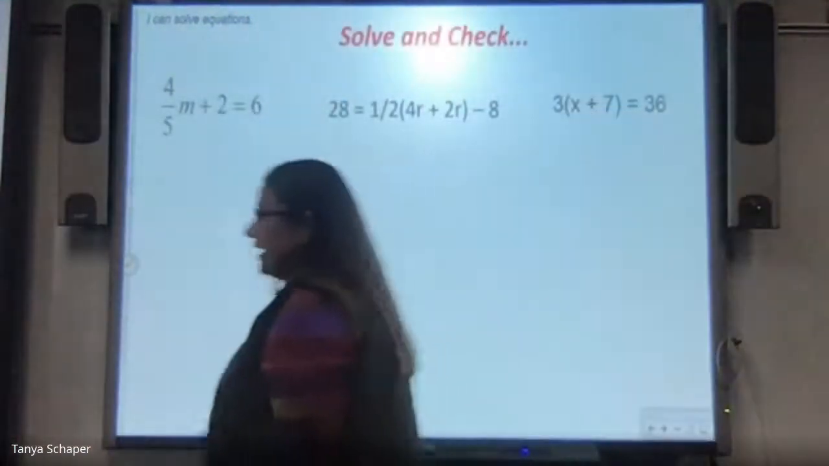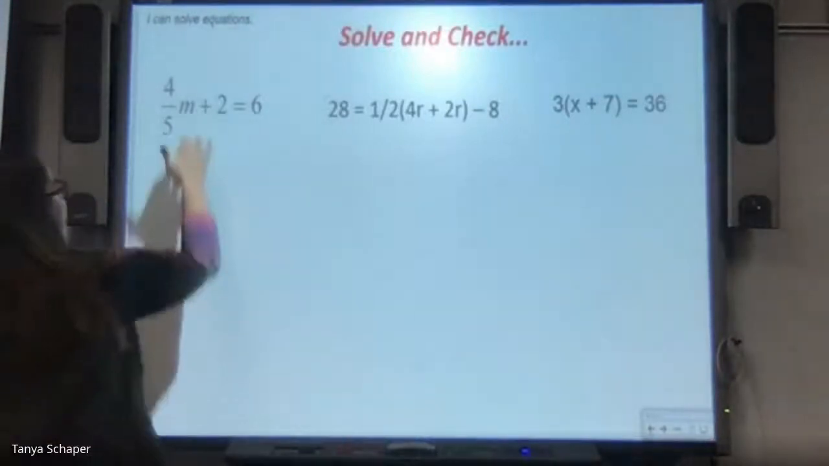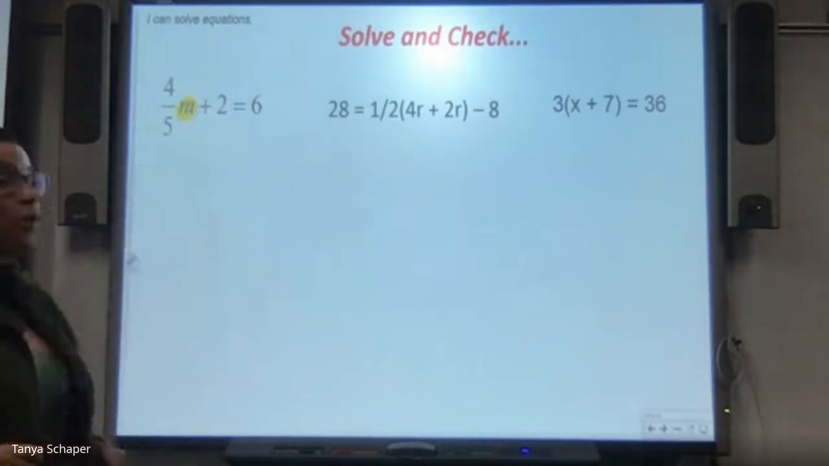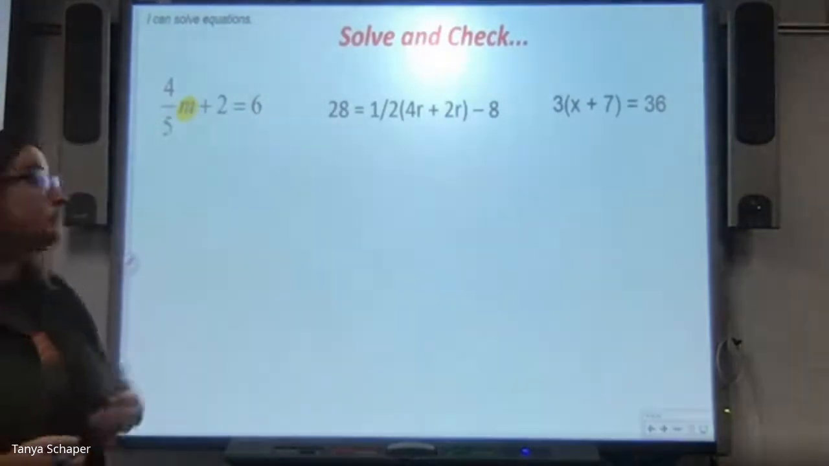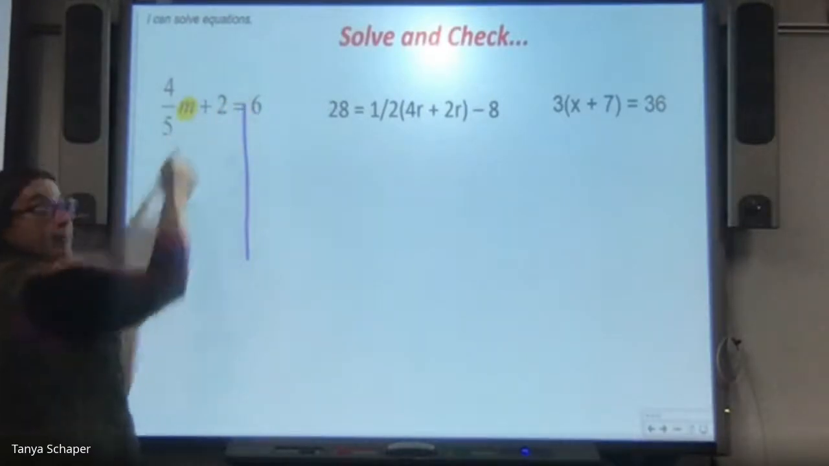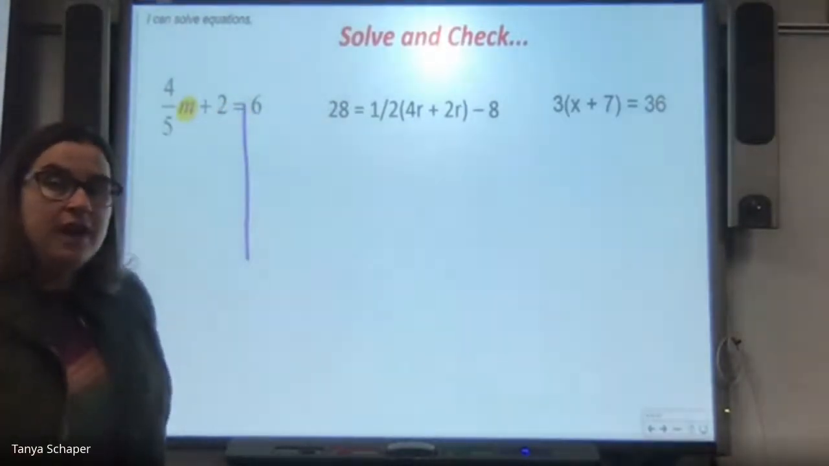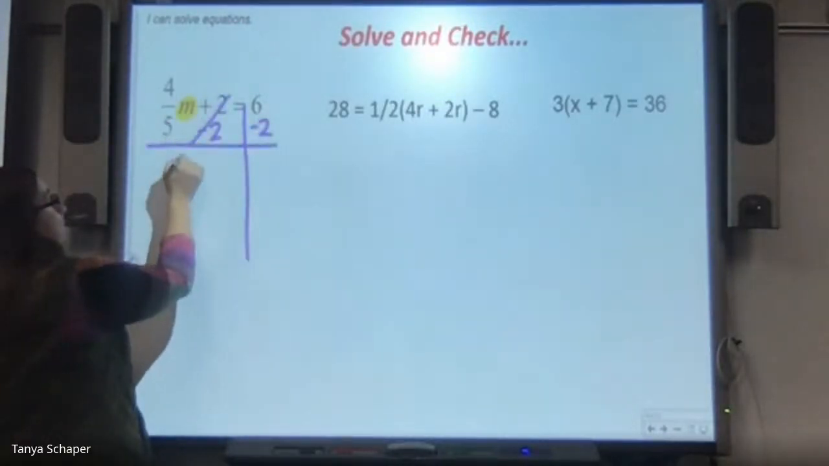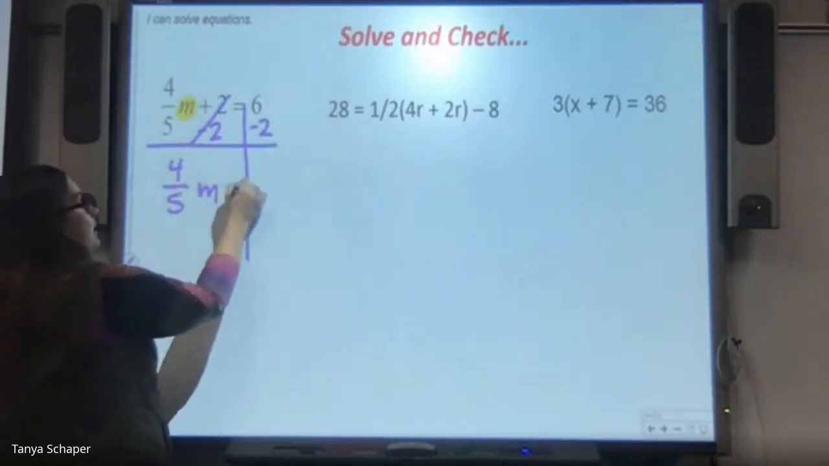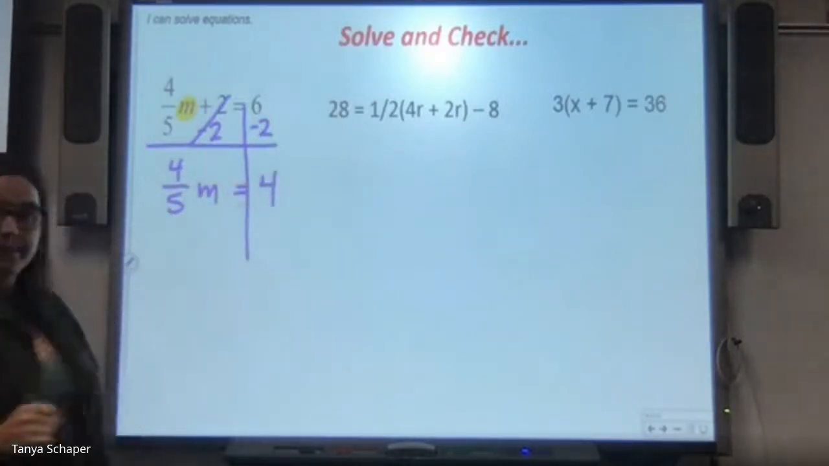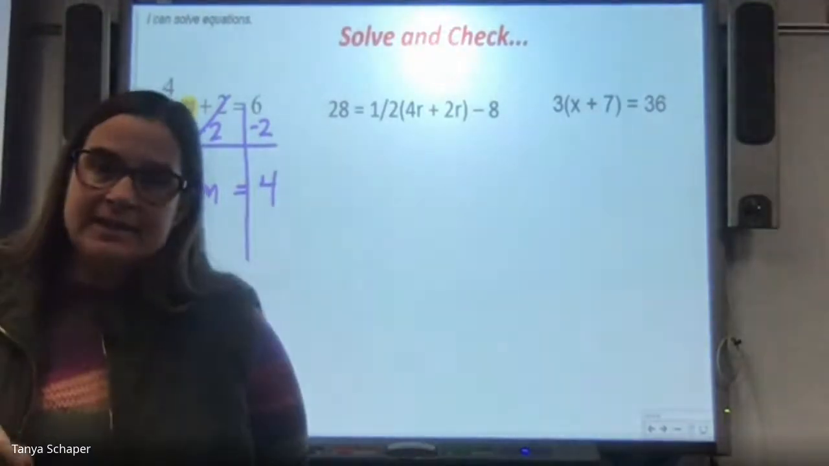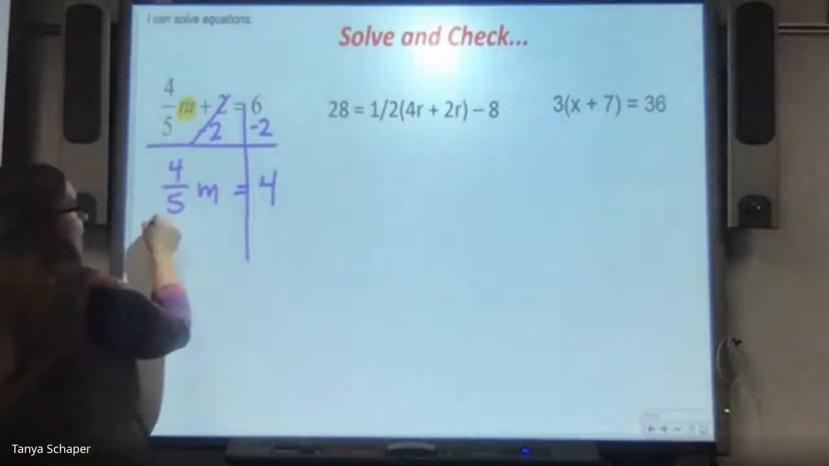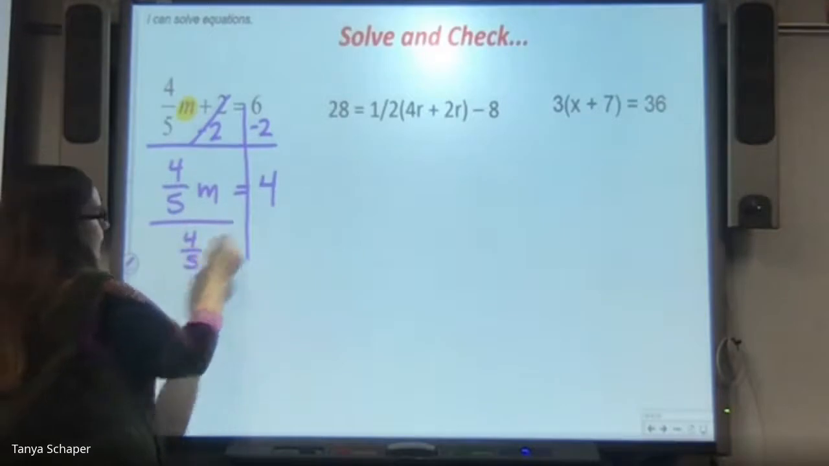So with this first one, we have things all simplified already. Our goal is to get that M all by itself. So I need to peel things away. I'm going to undo that +2 by subtracting 2. So I have 4/5 M equals 4. When the fraction is the coefficient, I'm going to treat it like any other coefficient, and I'm going to divide both sides by 4/5.